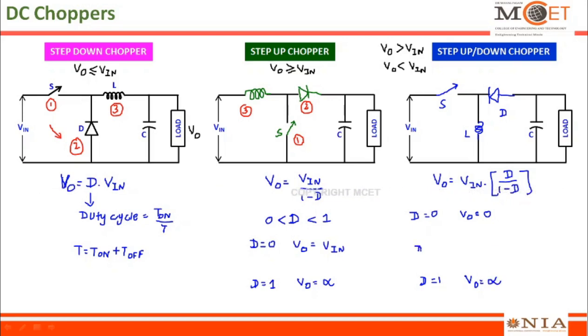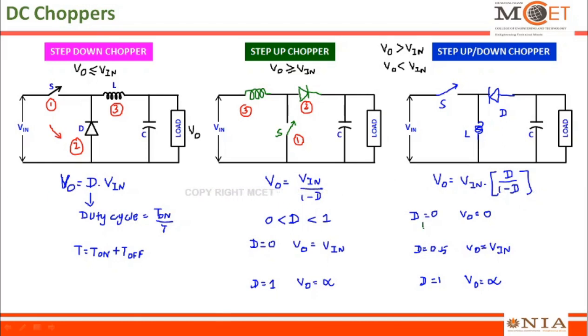When I substitute D equal to 0.5, I will get V out equal to V in into 0.5 divided by 1 minus 0.5. 1 minus 0.5 is 0.5. So this 0.5 and 0.5 will get cancelled. So V out becomes V in then. Since 0.5 and 0.5 cancel, V out is equal to V in.